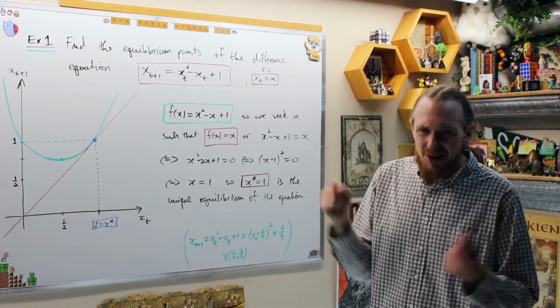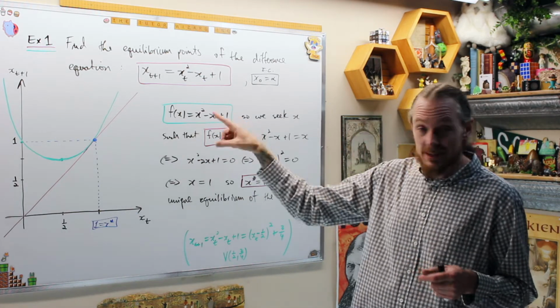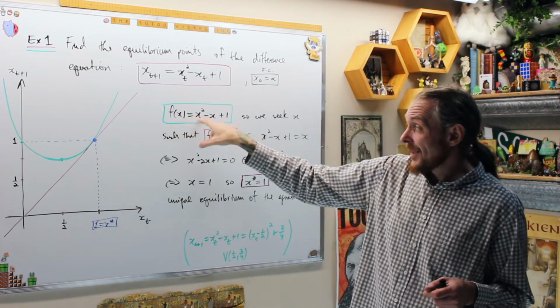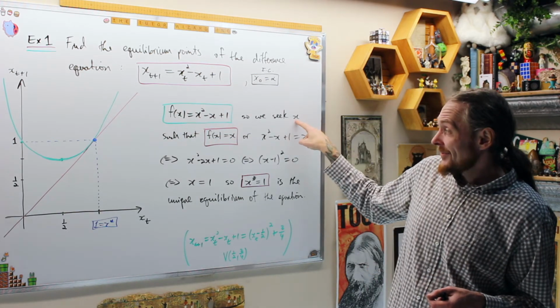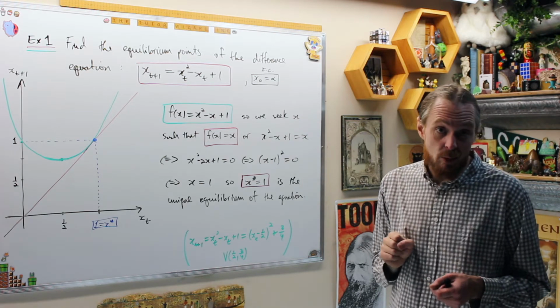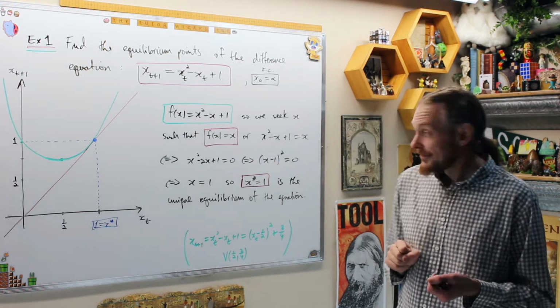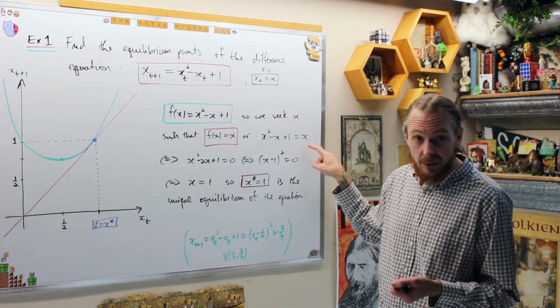I get rid of the star and the t's just for simplicity when I'm solving the equation, so I'm going to call f of x equal x squared minus x plus 1 the right hand side. And we seek x values such that it's a fixed point for f, or f of x equals x. Doing that explicitly for ours.